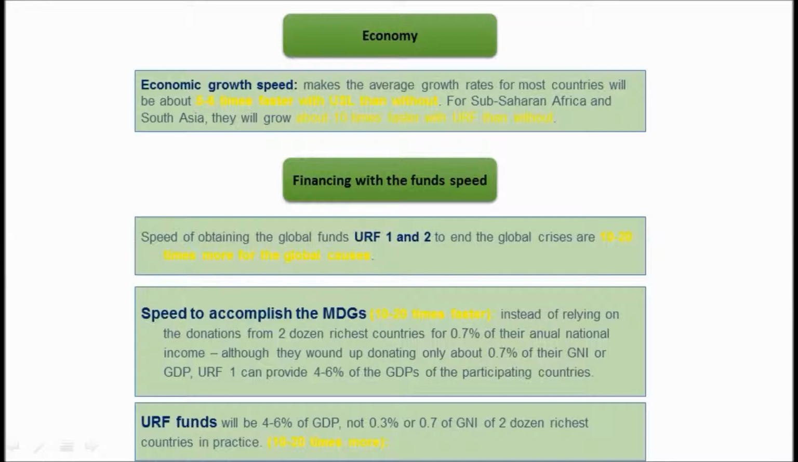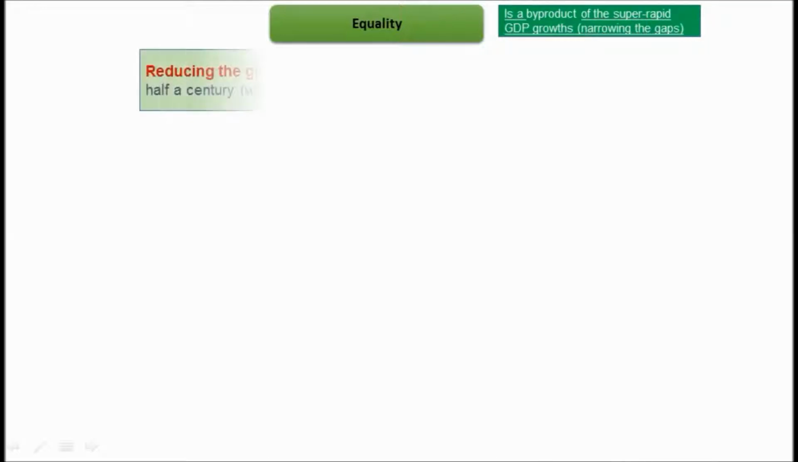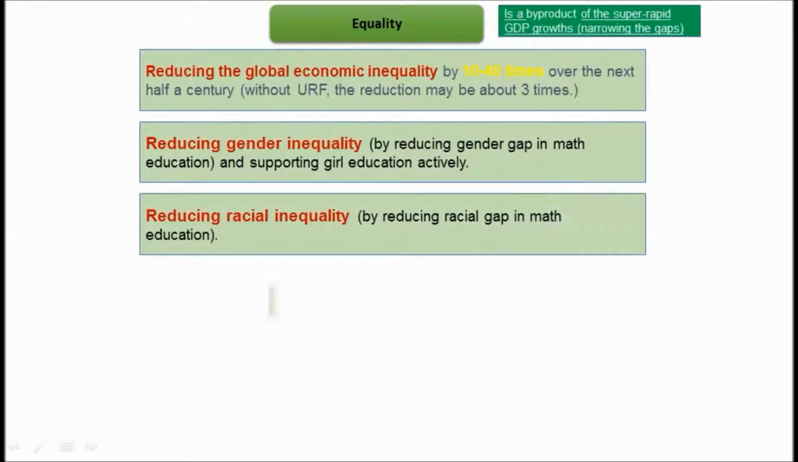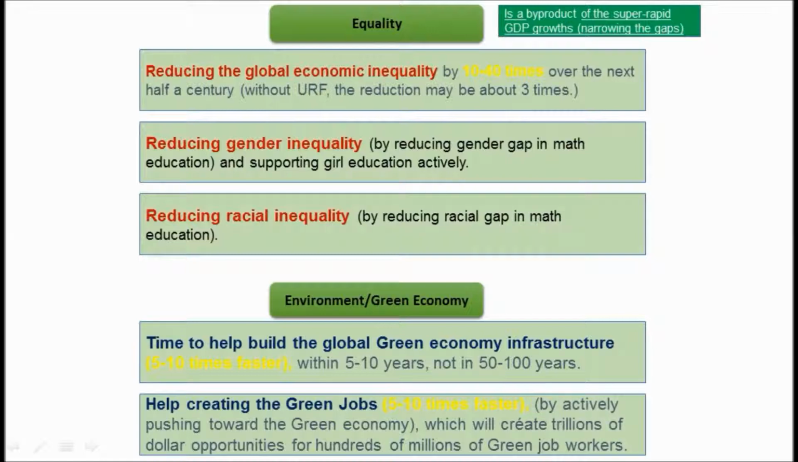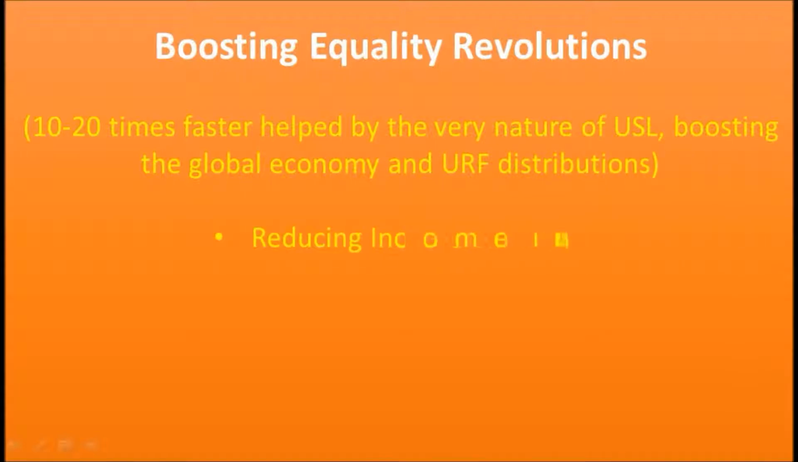And the inequalities, as such, economic, gender, and racial inequality, are going to be reduced 10 to 40 times. Environmental, as such, we are going to protect the environment and promote environmental protection as much as possible, including green jobs, 5, 10, 20 times faster. So boosting the equality revolution is going to happen 10 times faster, while economic income inequality, gender, and racial inequality will all be achieved.